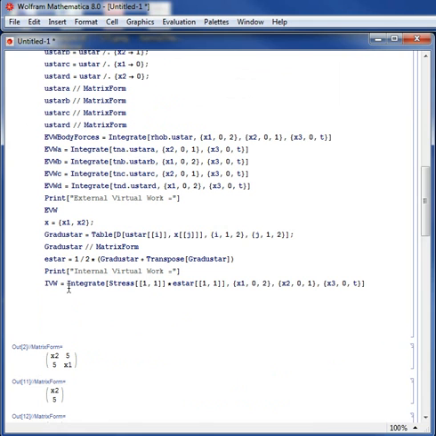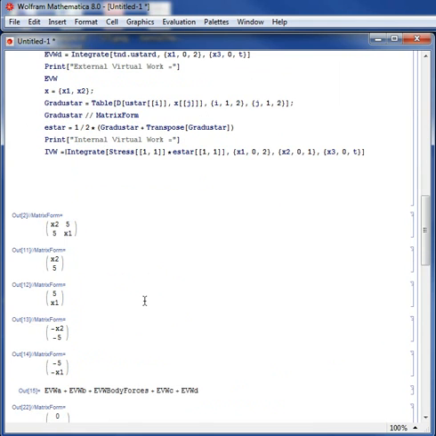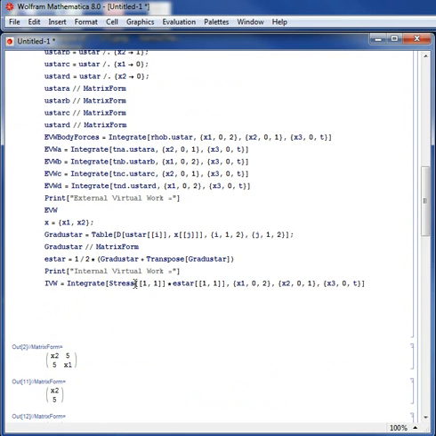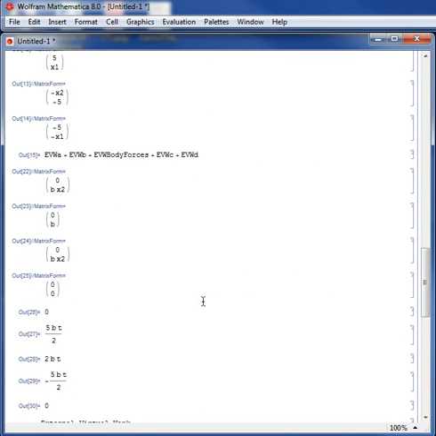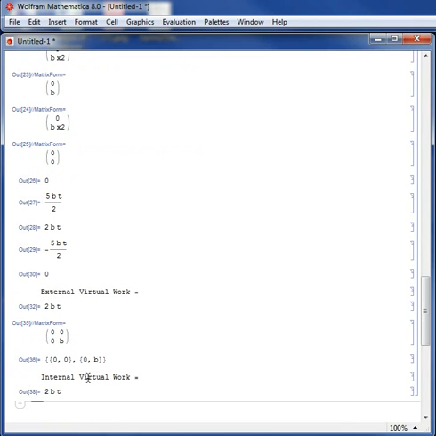Everything is the same, but the internal virtual work is the integration of all the non-zero components of the stress with the non-zero components of the strain. Now, I have to sum the stress ij multiplied by the strain ij, integrated, the sum, i is from 1 to 2, and j is from 1 to 2. These are all the different components. Shift enter, and indeed the external virtual work is 2bt, and the internal virtual work is also 2b multiplied by t.